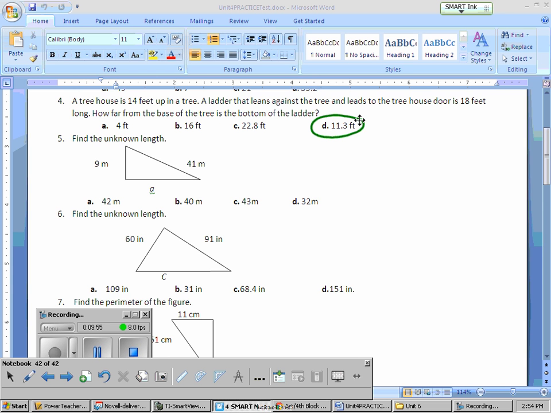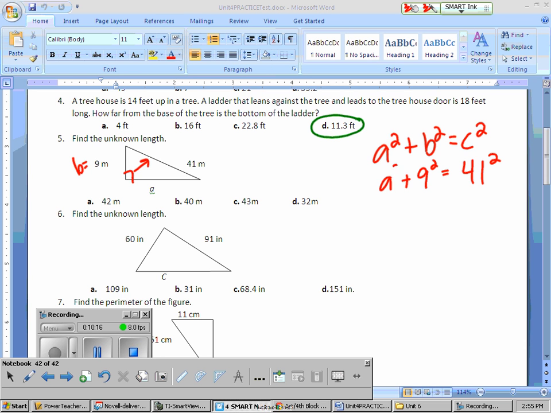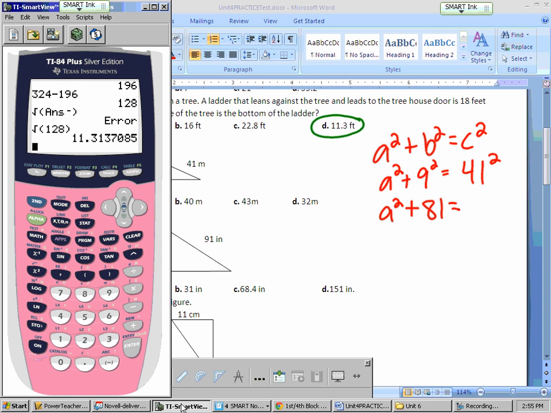In number 5, we also use the Pythagorean theorem. a squared plus b squared equals c squared. C is the longest measure, the one across from the right angle. It's 41. B is 9. And A is our unknown measure. A squared plus 9 squared is, we all should know that, 81. And then we'll have to do 41 squared in the calculator.